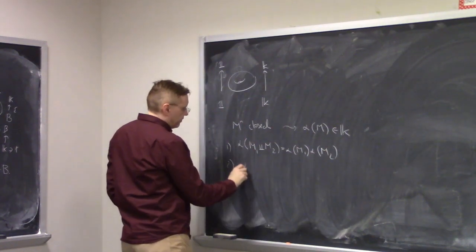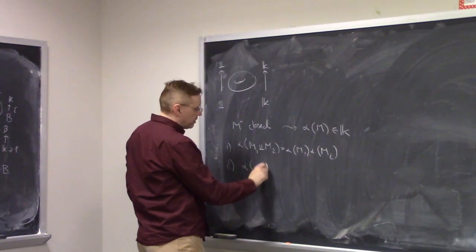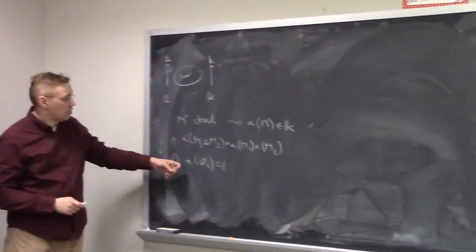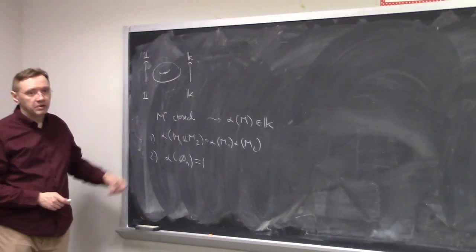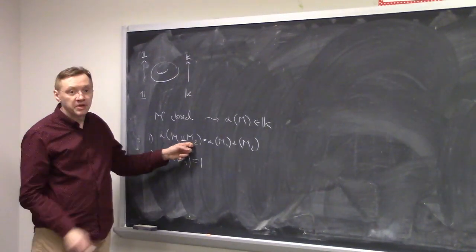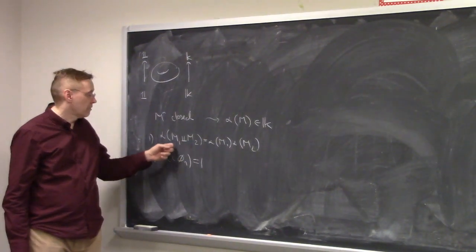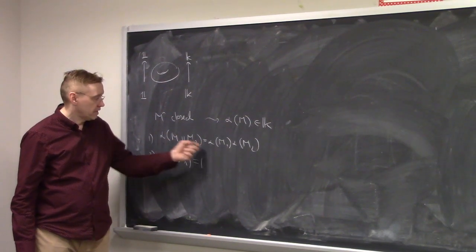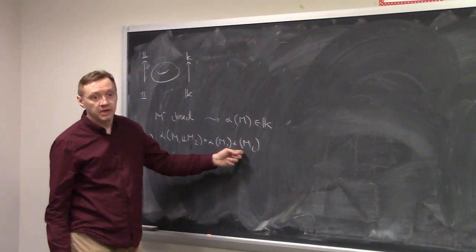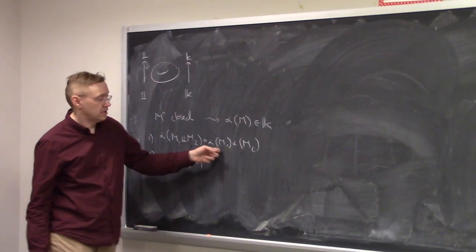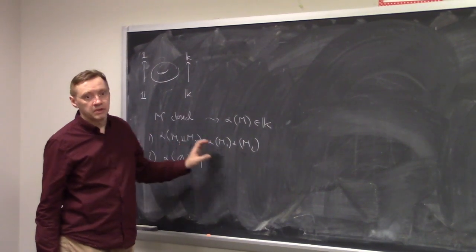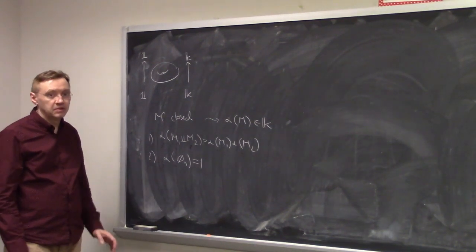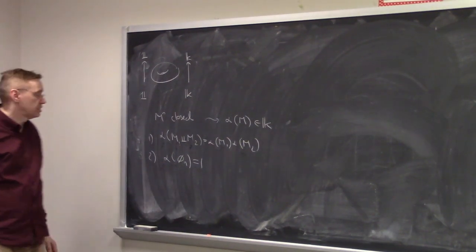We also want alpha of the empty n-manifold to be 1. Well, this condition almost follows from 1, because if you put the empty manifold here as one of the manifolds, then m1 union empty manifold is m1. So you have alpha m1 equal to alpha m1 times alpha of the empty manifold. So if this is non-zero, then this is equal to 1. But this is just to avoid the degenerate case when all the alphas are 0.